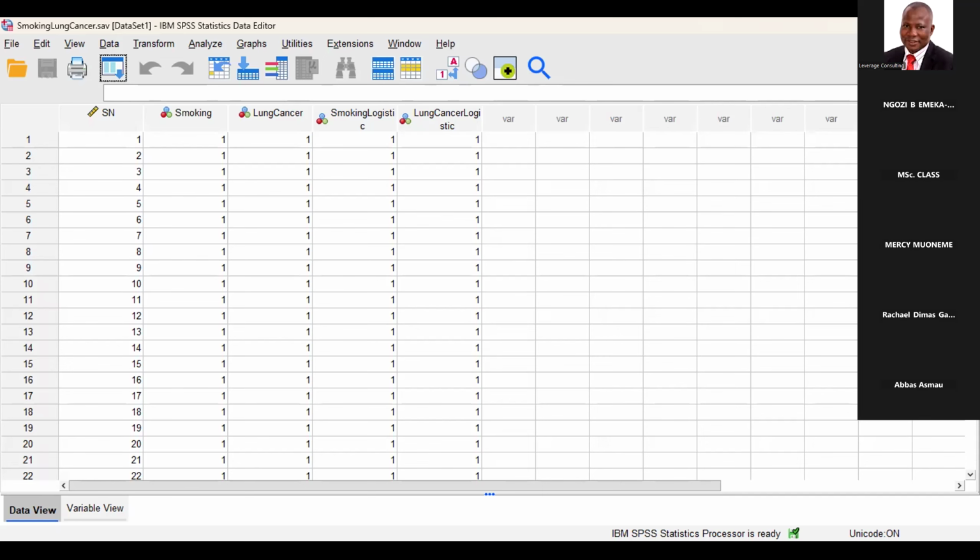Can you see, imagine the same data? You have to put 1 for yes and 0 for no when you want to run logistic regression. Then when you want to do the cross tabulation to calculate the odds ratio, you have to code 1 and 2. If you scroll down, you will see this one, smoking and lung cancer, they are 1 and 2, while for the logistic one, smoking logistic and lung cancer logistic, I coded 1 and 0.